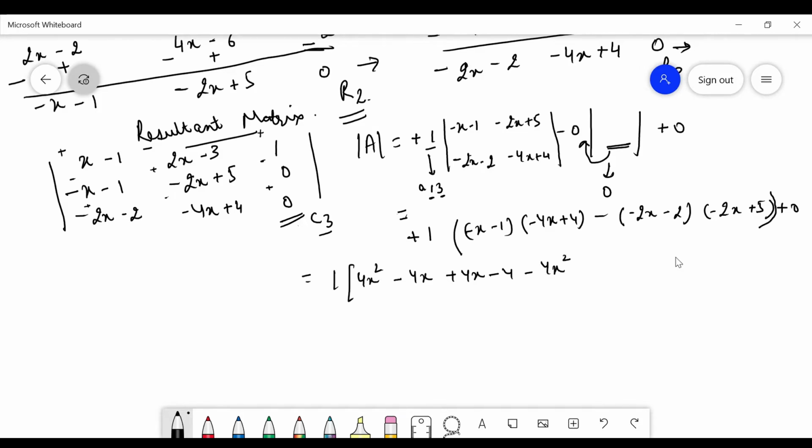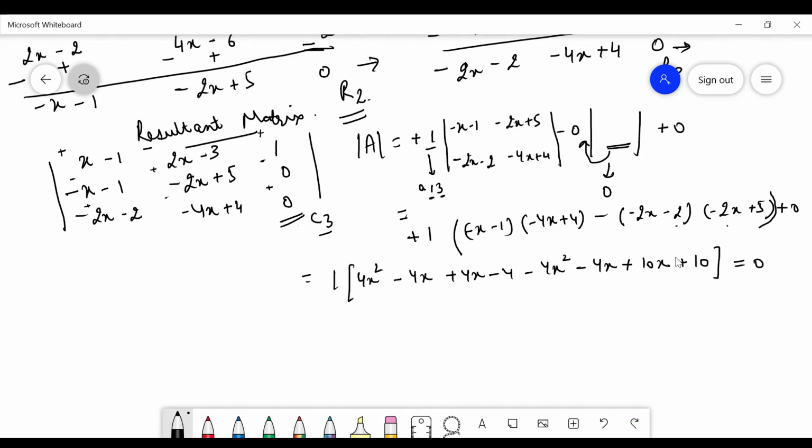Then minus 2 into minus 2x. This gives me 4x, but here we have a minus sign, so I will write here minus 4x. Minus 2x into 5, so minus 10x, but outside the bracket we have a minus sign, so I will write here plus 10x, and minus 2 into 5 gives me minus 10, and with this minus, if I take it into consideration, I will get plus 10, and this is equal to 0, right?